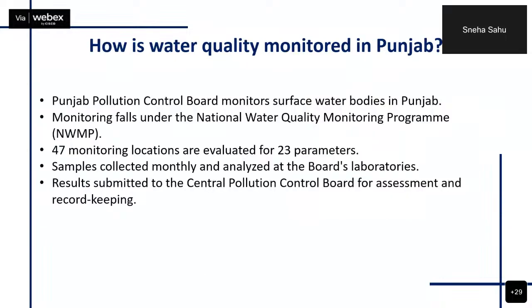Now, how is water quality monitored in Punjab? It is monitored by the Punjab Pollution Control Board, in which samples are taken monthly and analyzed at the laboratories. They focus mainly on the Satluj, Beas, Ghaggar, Ravi, and major tributaries, which is done under the National Water Quality Monitoring Program.